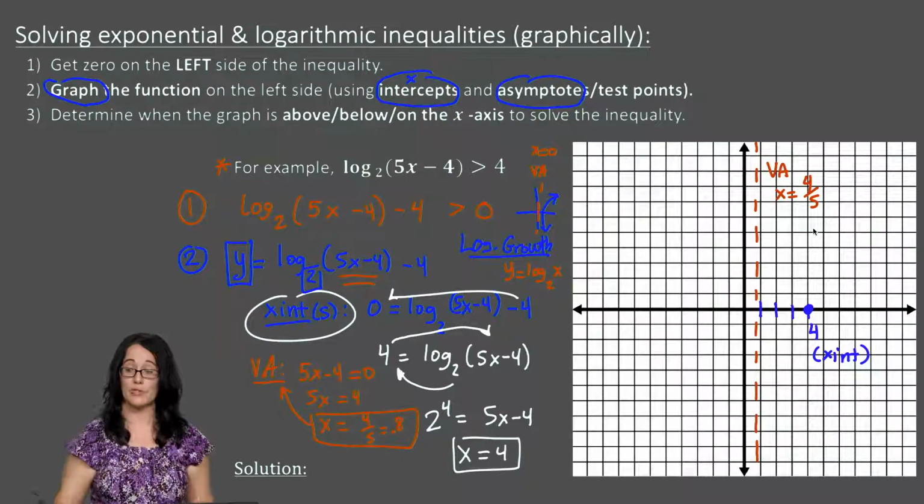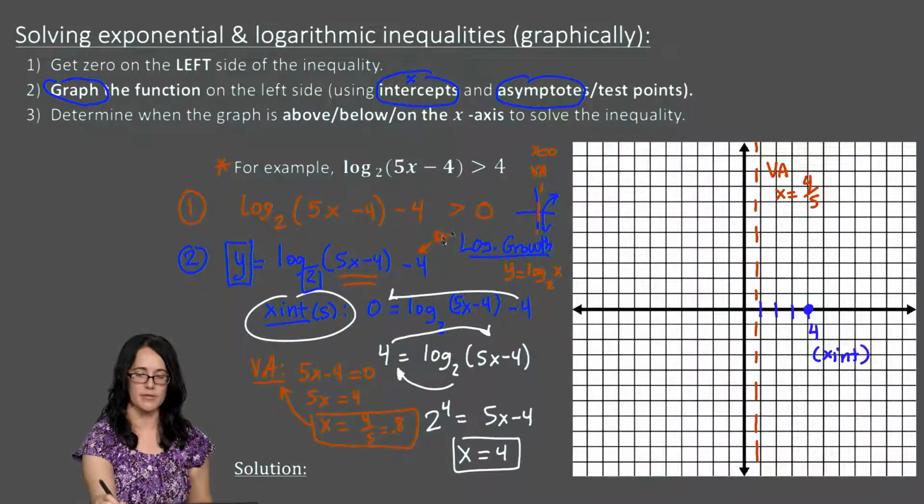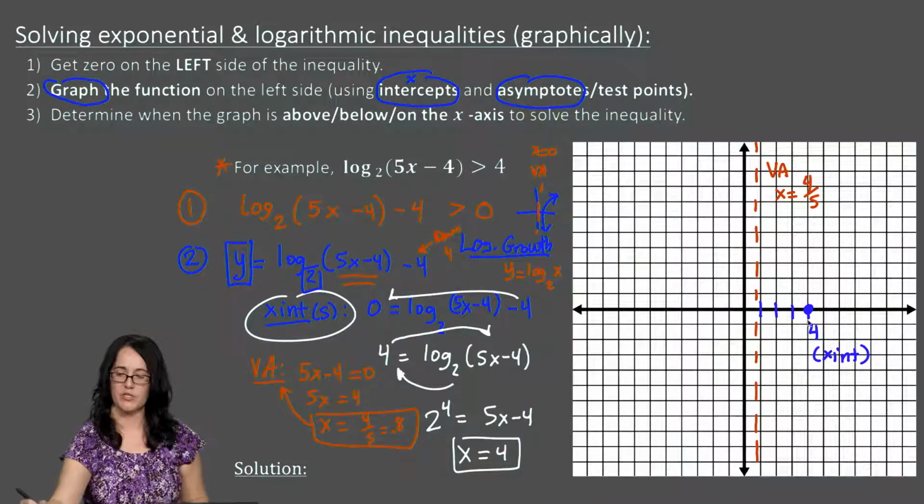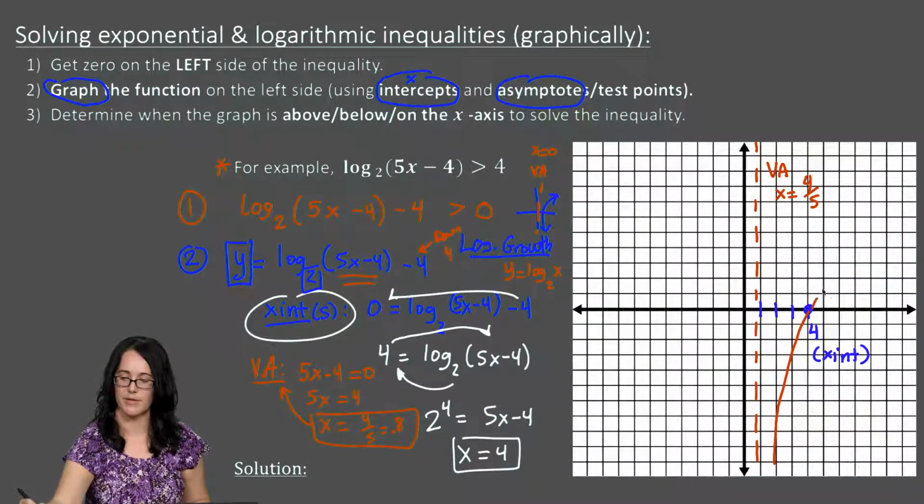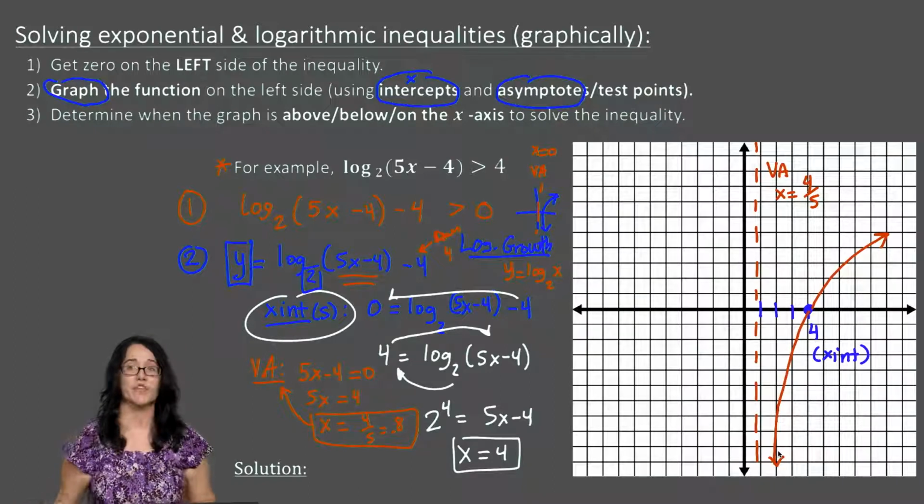Okay. And we know it's logarithmically growing. It's also been moved down 4 if you're curious. But for our purposes, we just need to know the x-intercept, the vertical asymptote, and how it's growing. Okay, so we grow something like this. So we have our sketch.